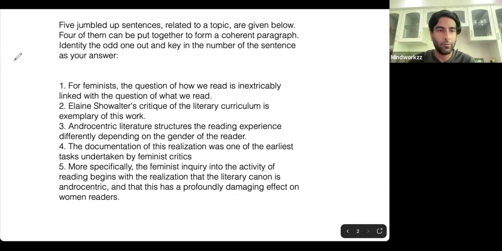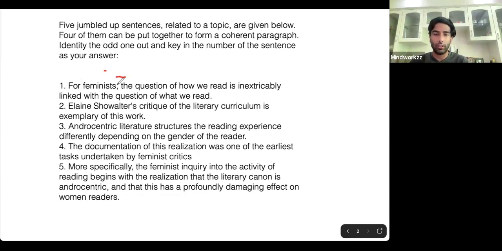Okay, I guess everybody has read the sentences and tried to understand what is being talked about essentially. So let's solve this together. The first sentence is, for feminists, the question of how we read.